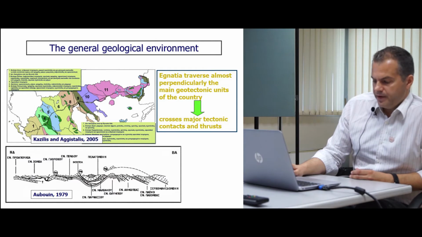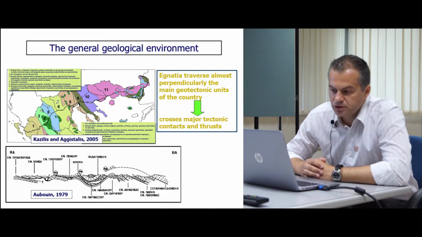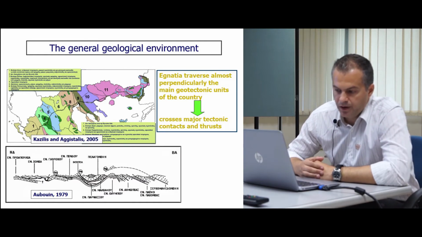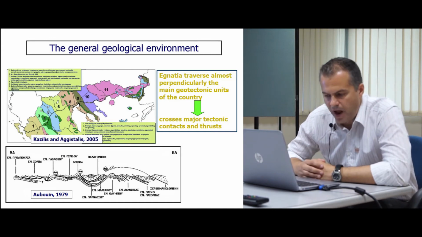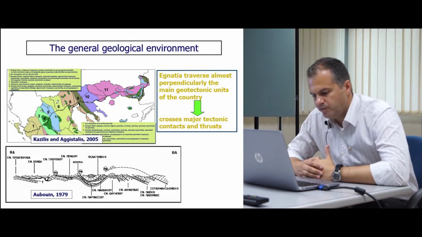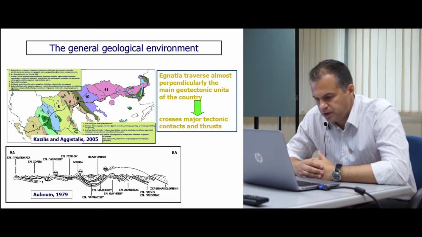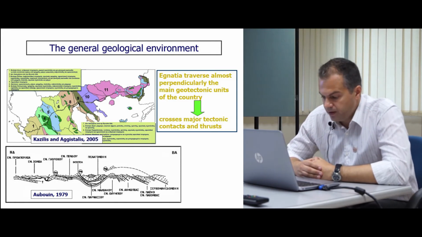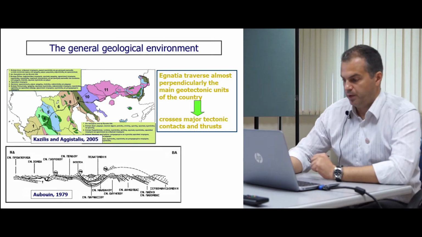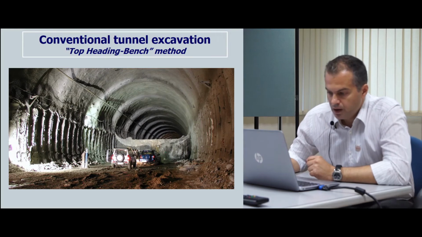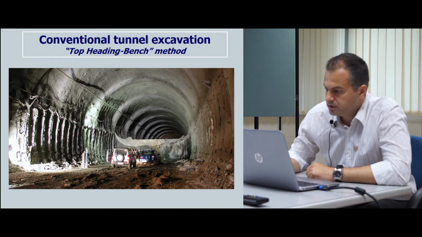We were very lucky because this highway crossed, almost perpendicularly, almost all our geotectonic units. So we have a great variety of rocks and conditions, overburden, in situ conditions, groundwater conditions, in tectonic zones. So we had a large range of geological conditions to explore. A nice photo from this conventional tunneling with the top heading and bench method.